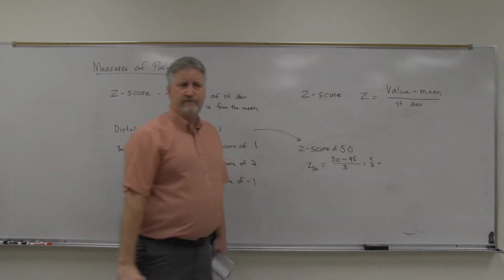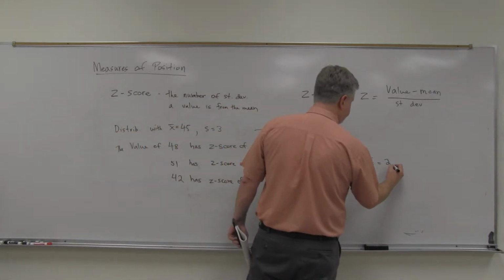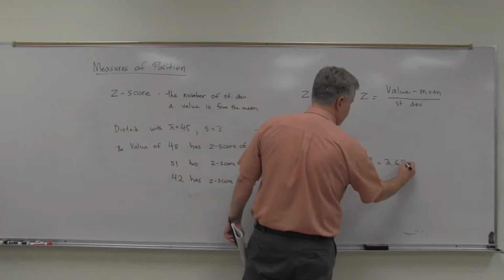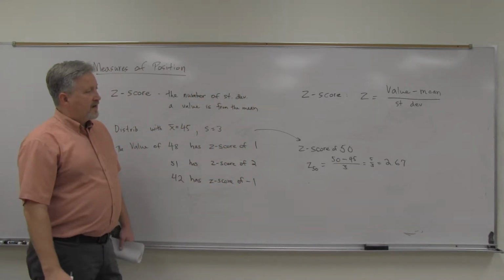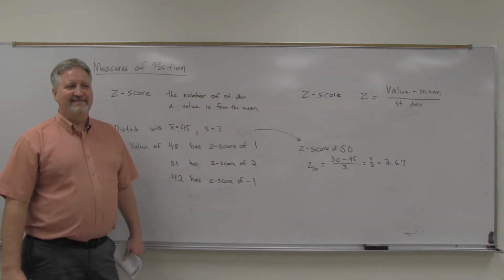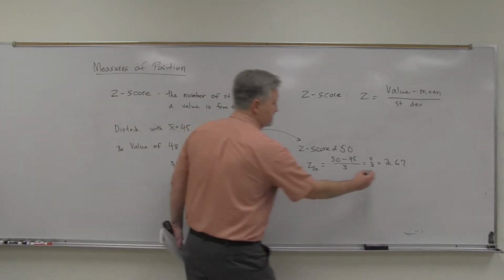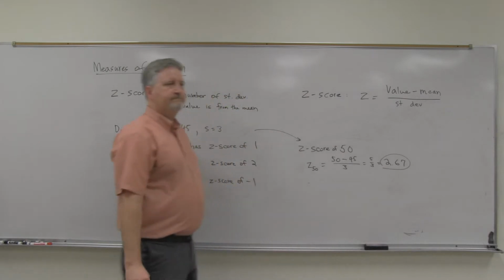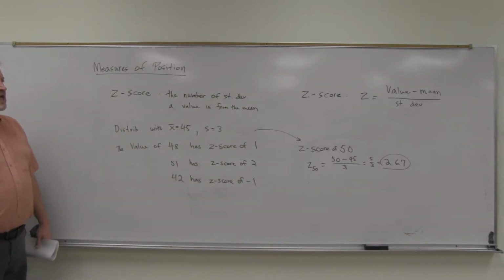They put it in decimal form. 5 divided by 3 is 2.6, and then let's say standard operation here, we'll go with 2 decimal places. 2.67, 5 divided by 3. So that would be the z-score of 50. Okay, so it's just a little bit of calculation there.